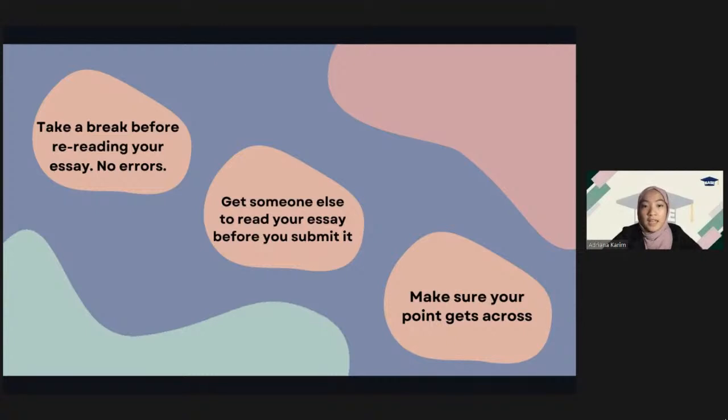All right. And lastly is to make sure your point gets across. I could not emphasize this enough, because this part of the application, like I've mentioned before, is the humanizing part of the process. So we wanted them to know who you really are, and not what you think they should perceive you as.